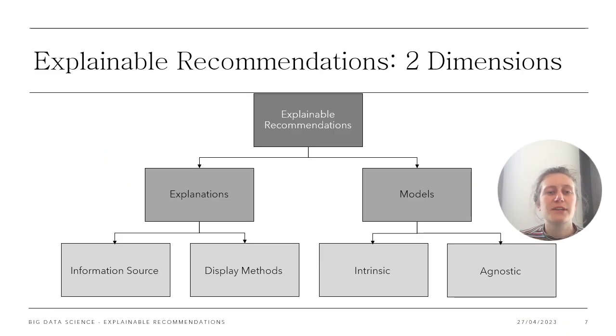An explanation is a piece of information displayed to users explaining why a particular item is recommended. The explanation can be generated from different information sources and can be presented in different display styles. The display style could be textual, visual, or social. A few examples of information sources are user-based or item-based sources and feature-based and social-based sources.